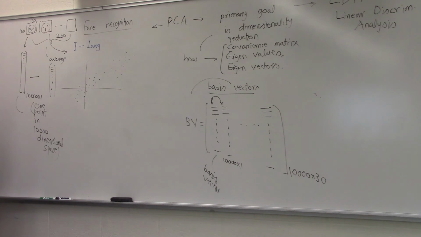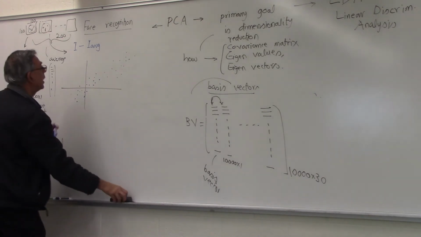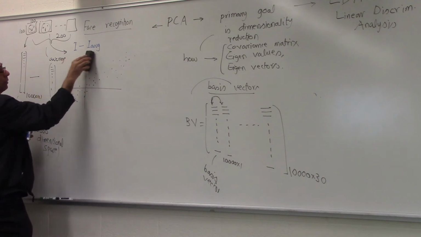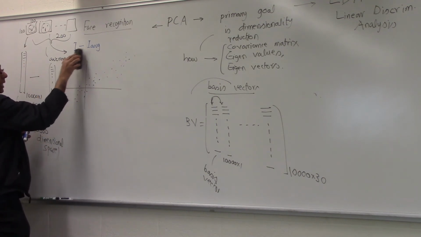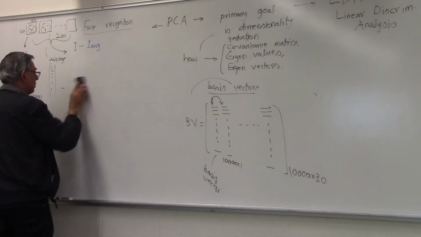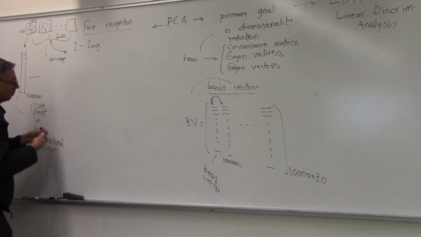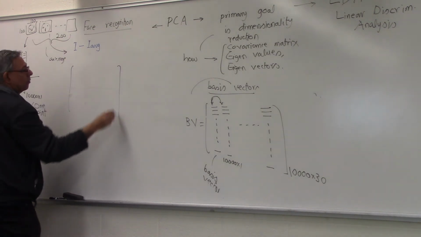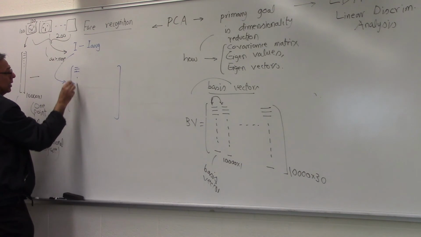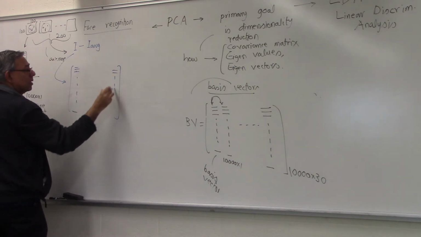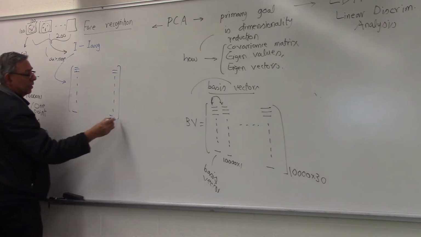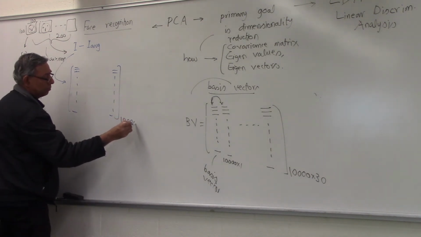Then we assemble this into a matrix. So all 200 will still be 10,000 by 1, right? So now we assemble it into a matrix. So this matrix over here, as you can see, what will be the dimension of this? 10,000 by 200. 10,000 by 200, perfect.